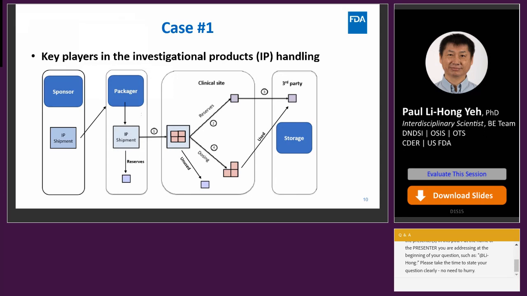There are 4 key players in the IP handling. The sponsor prepared the IP shipment and shipped to the packer, which set aside some reserves and then made the IP shipment to the clinical site. And there are some reserves for the clinical site as well as IP used for dosing. And there are some IPs that are unused as shown here. The clinical site also shipped some reserves to the third party, and the unused was kept in the clinical site, but the used IPs were shipped to the third party for storage.